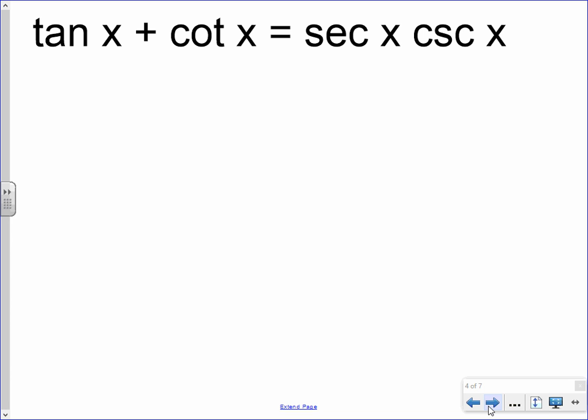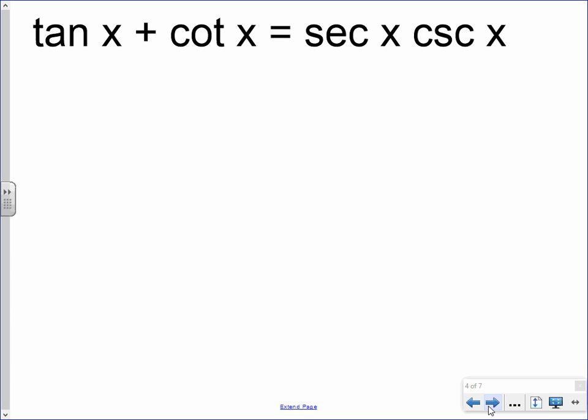Now, do you remember me saying all of us are going to do these problems differently? Okay? So what I'm going to do is take your suggestions, but I'm also going to lead it in the path that I want it to go. Okay? So this is what I'm going to do. We're just going to start with one side. Tangent and cotangent are being added together.